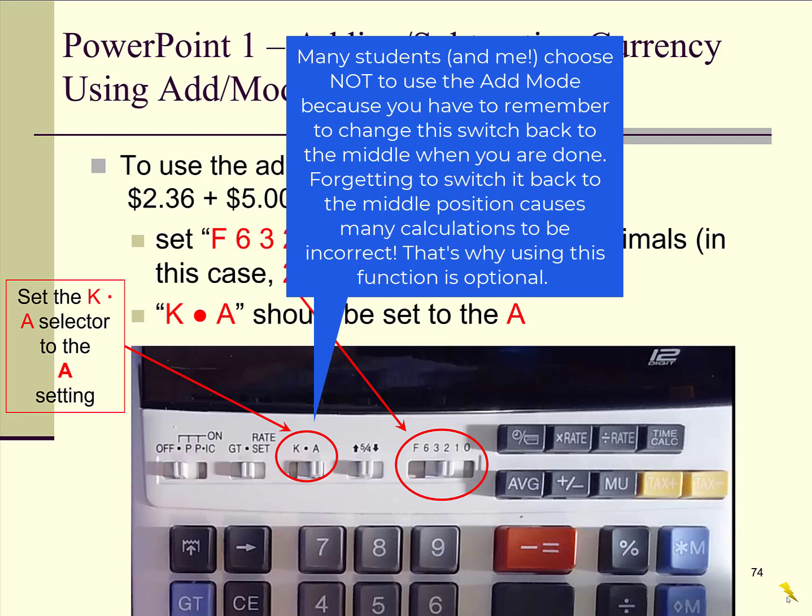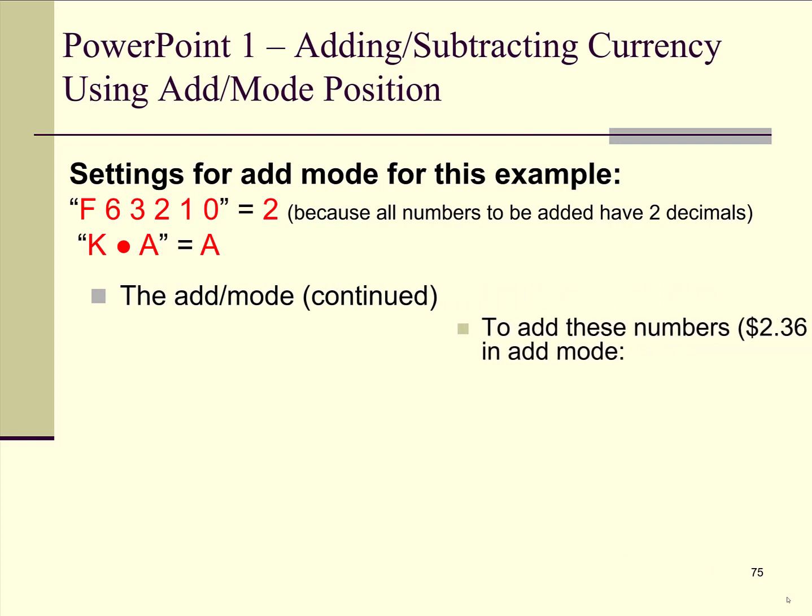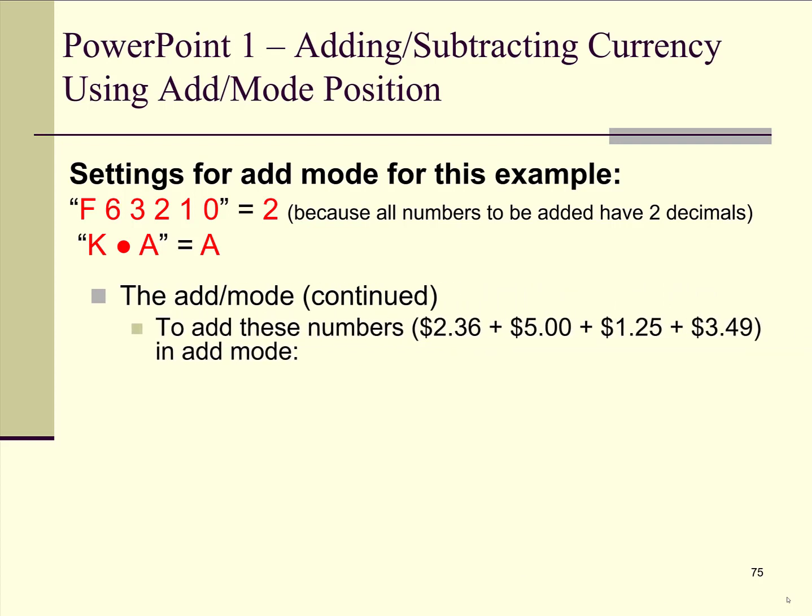So now that we have the K.A set to the A and the decimal selector set to 2, we can use the add mode to add up these numbers. But this time we will not be entering the decimal. So here's the proper sequence, and it's a little bit odd at first. We're going to clear as usual. And then, instead of entering 2.36, we're going to leave out the decimal. So you have to enter it as 236 plus.